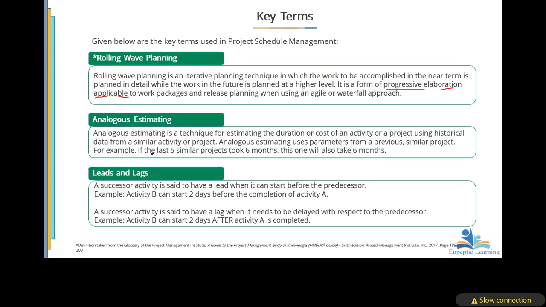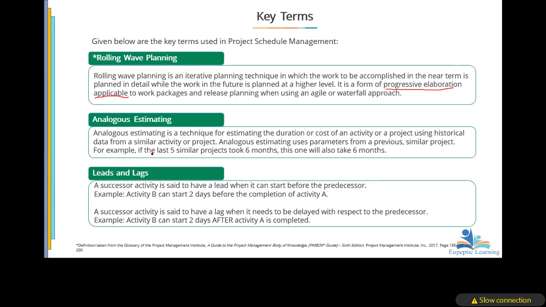So if it will take 2 days for it to become hard, for the next activity to be done, let's say you have to lay the blocks, then it means that there's a lag of 2 days between the two activities. I hope you get it. So a successor activity is said to have a lead when it can start before the predecessor ends. So let's say activity B can start 2 days before the completion of activity A, like we looked at earlier.